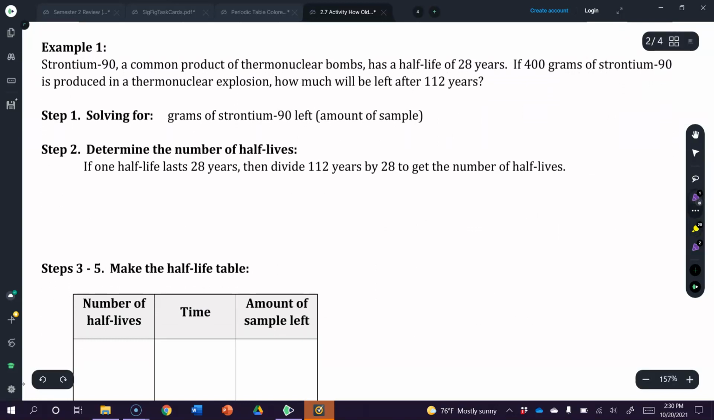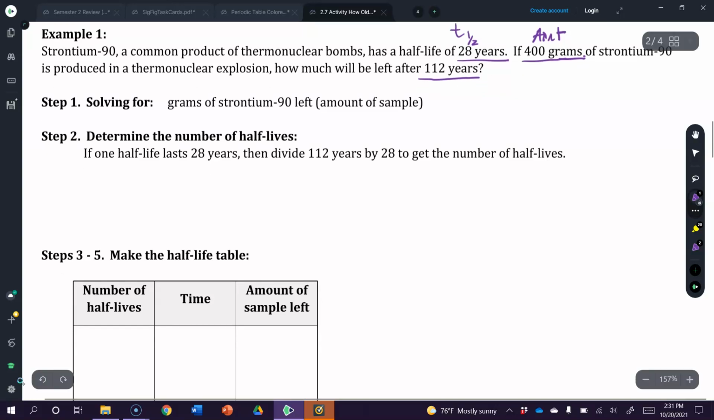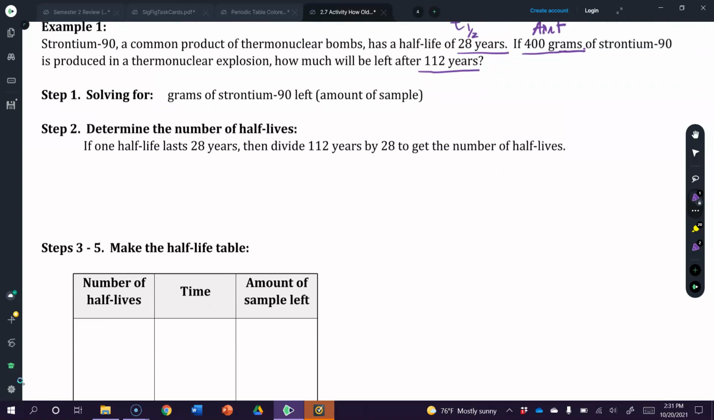Example 1: Strontium-90, a common product of thermonuclear bombs, has a half-life of 28 years. So that is our T 1/2. If 400 grams of strontium-90 is produced in a thermonuclear explosion, how much will be left after 112 years? So grams is an amount, so this is what we're starting with. And then 112 years is how long this will go. So we're going to go from time 0 to 112 years. So we want to find how much we have left after 112 years.